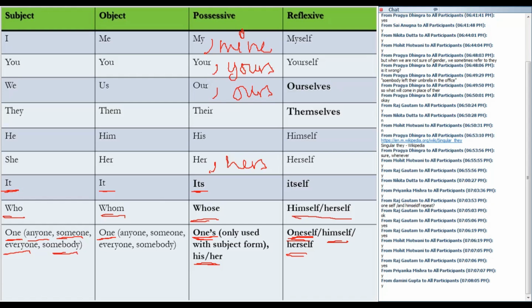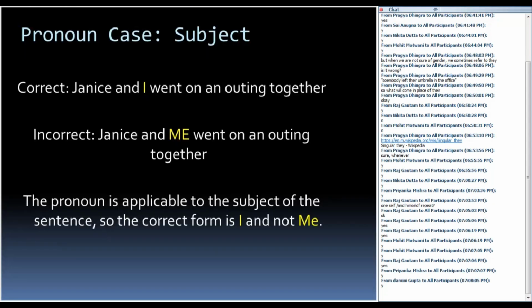These are situations that we will just take a look at. So there are 4 cases we know for pronouns. We have to see whether we are applying the appropriate case. So let us talk about the subjective case. When I say Janice and I went on an outing, it is correct. Because Janice and I both are subjects and I is the subjective case of the pronoun.